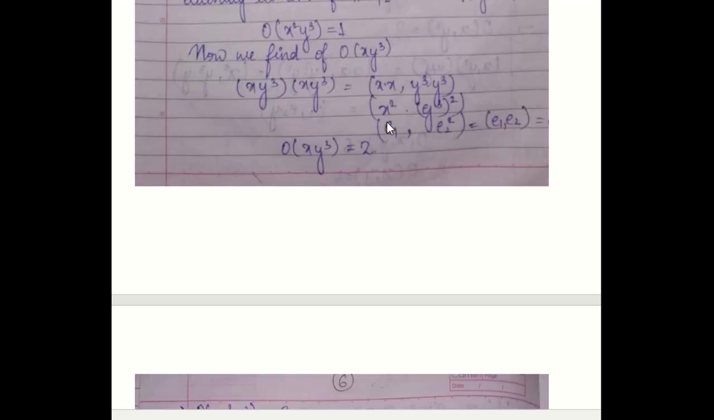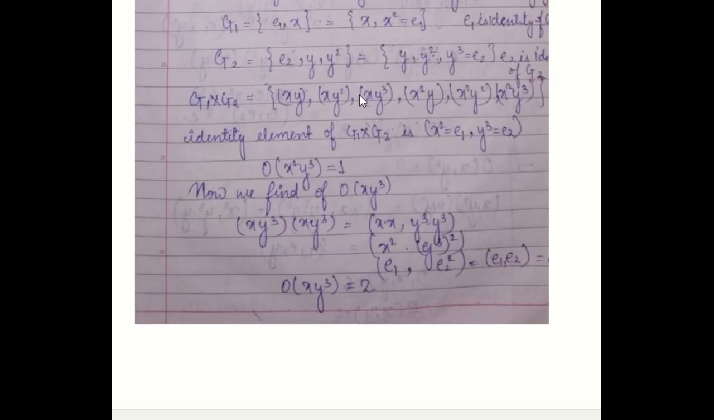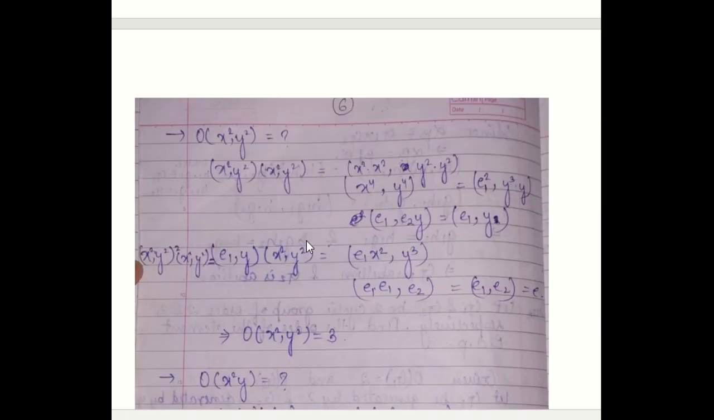So we have found the order of 2 elements. Now the third element of the group is X squared Y squared. So now we are going to find the order of X squared Y squared. We multiply X squared Y squared by X squared Y squared. We will get X to the power 4, Y to the power 4. And X to the power 4 can be written as X squared to whole square.